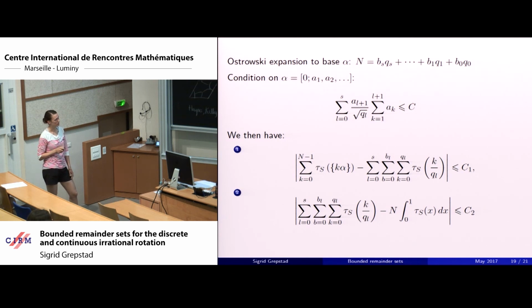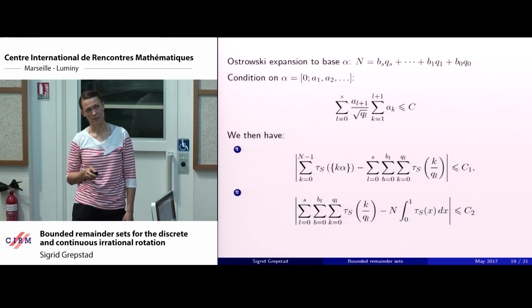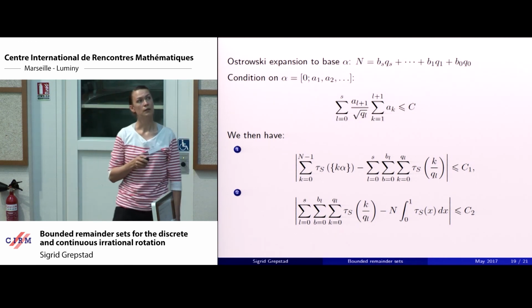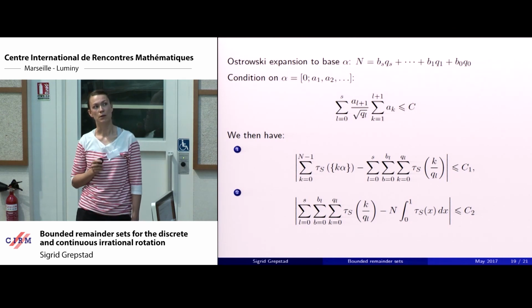And given that you have that condition on alpha, you can easily show these two inequalities. So first of all, that you can approximate this sum by simply looking at these evenly spaced points that are 1 over QL apart. And moreover, that this sum over the evenly spaced points is necessarily at bounded distance from n times this integral. And combining them, you finally reach the point where you can show that this tau of S is indeed a bounded remainder function.